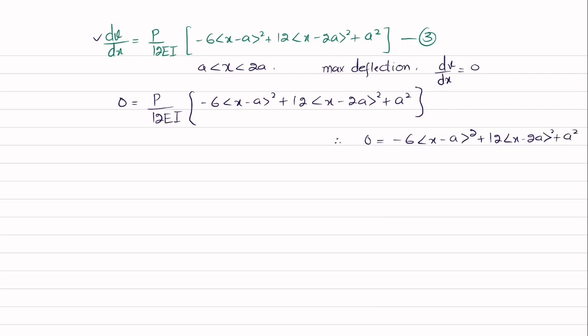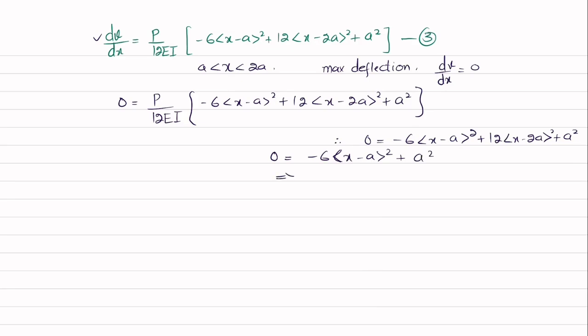Now you can see x is greater than a and less than 2a. So in the first term, minus 6 times (x minus a) whole squared will not be equal to 0 because x is greater than a. And the second term, x minus 2a: x is less than 2a, so this term inside the Macaulay bracket will be negative, and anything negative inside the Macaulay bracket is considered as 0. So this will be 0. So minus 6 times (x minus a) whole squared plus a squared is equal to 0.